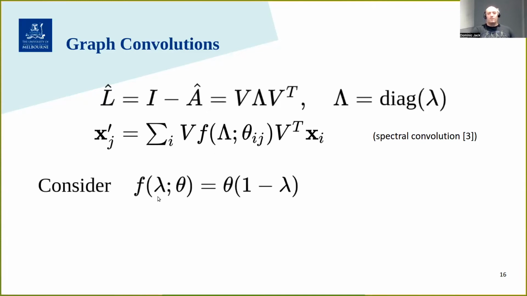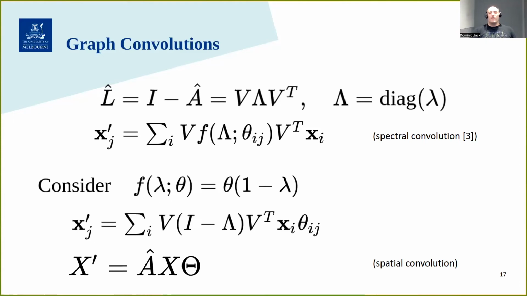So what happens if we use our F to look like some learned parameter times 1 minus lambda? Right, so 1 minus lambda is going to amplify our eigenvalues close to 0. It also amplifies our eigenvalues close to 2, so it's not ideal, but let's just see what happens. If you do that and sub it in, and we just move our theta out to the right, we end up with something like this.